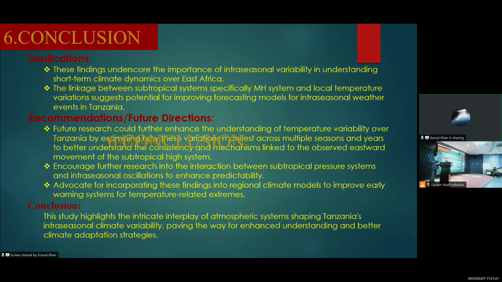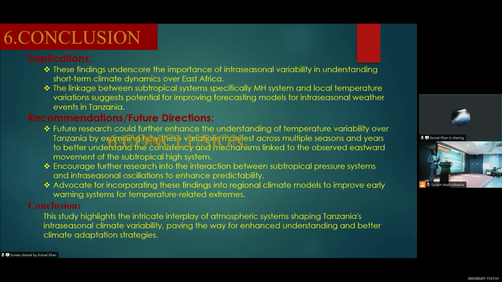Encourage further research into the interaction between subtropical pressure systems and the intraseasonal oscillation to enhance predictability. So quantifying this linkage will be of importance in future study. Advocate for incorporating these findings into regional climate models to improve early warnings.